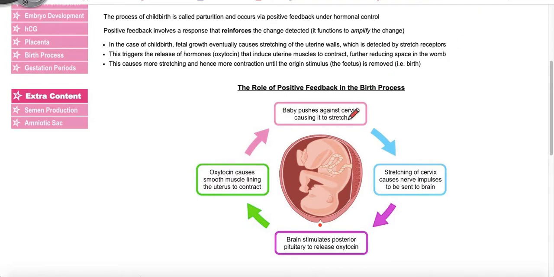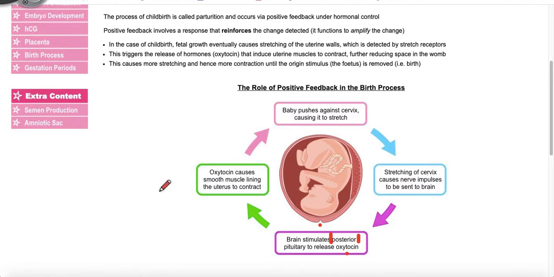As the baby pushes on the cervix, it causes the cervix to stretch. And then the stretching of the cervix causes nerve impulses to be sent to the brain. Then the brain is going to stimulate the posterior pituitary, which is the other side of the pituitary gland, which we haven't really looked at. That part of the pituitary gland releases oxytocin. Oxytocin is a hormone that causes the uterus to contract.